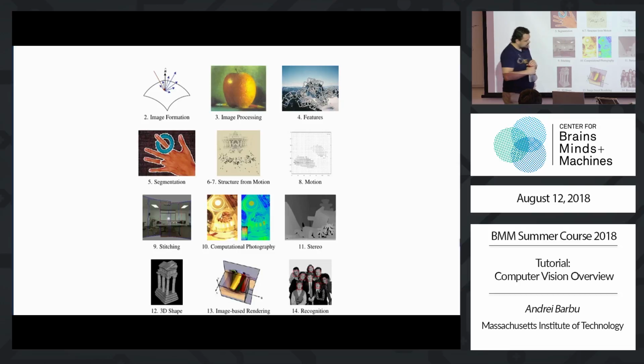Structure from motion is something that you don't hear about too much today in computer vision, but is still very interesting and very important, particularly now that we have drones.